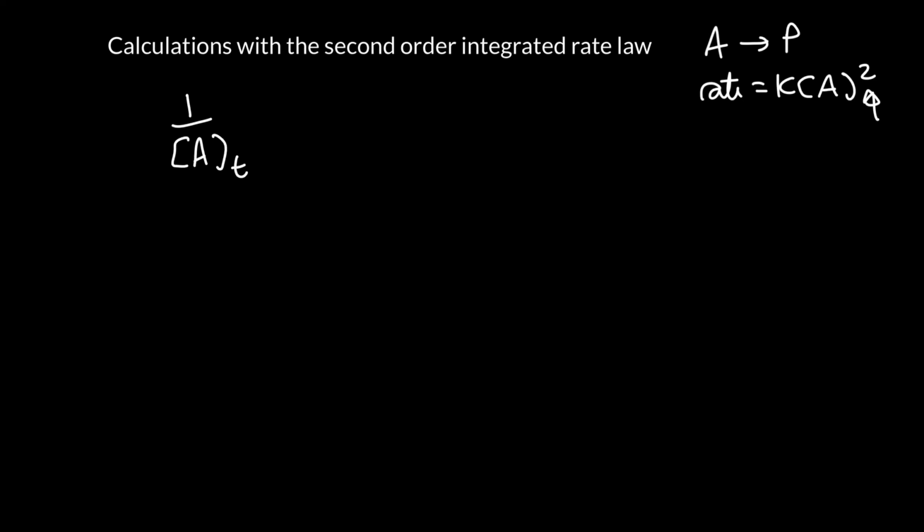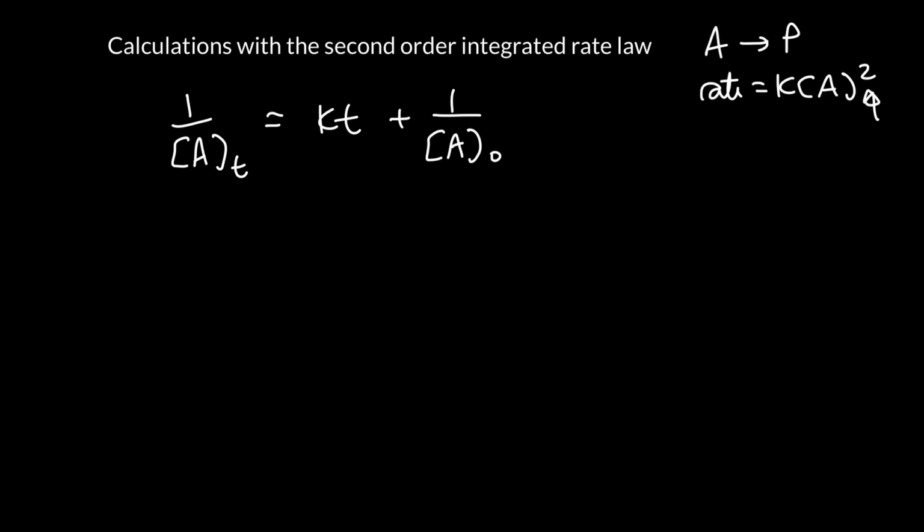Hello and welcome back. So we're going to look at calculations now with that second order integrated rate law. We've got a reaction A goes to products, and we've got a rate law, rate is equal to k times [A] squared. That's telling you it's second order because you've got a 2 up in this position here. And we saw in the last lecture that the rate law has an integrated rate equation, an equation that allows us to calculate concentration versus time that looks something like so.